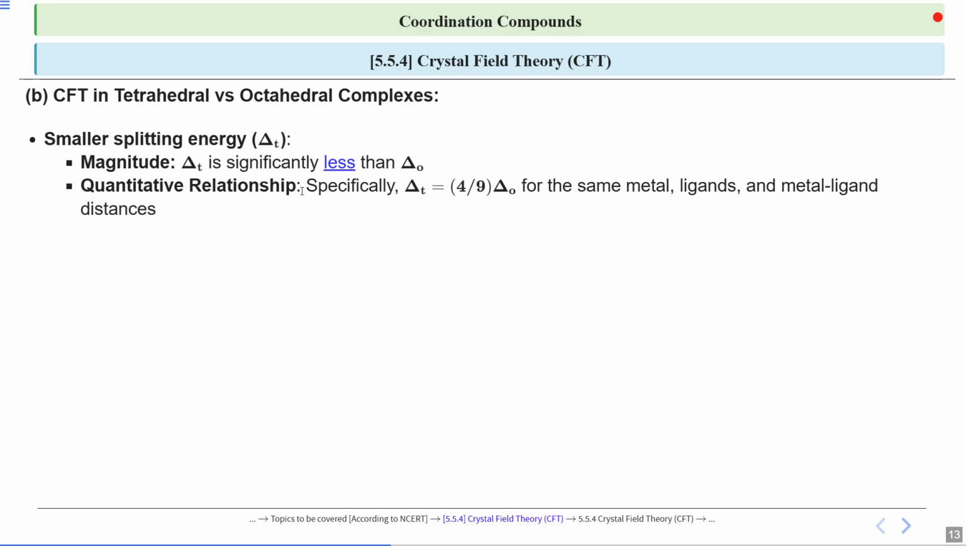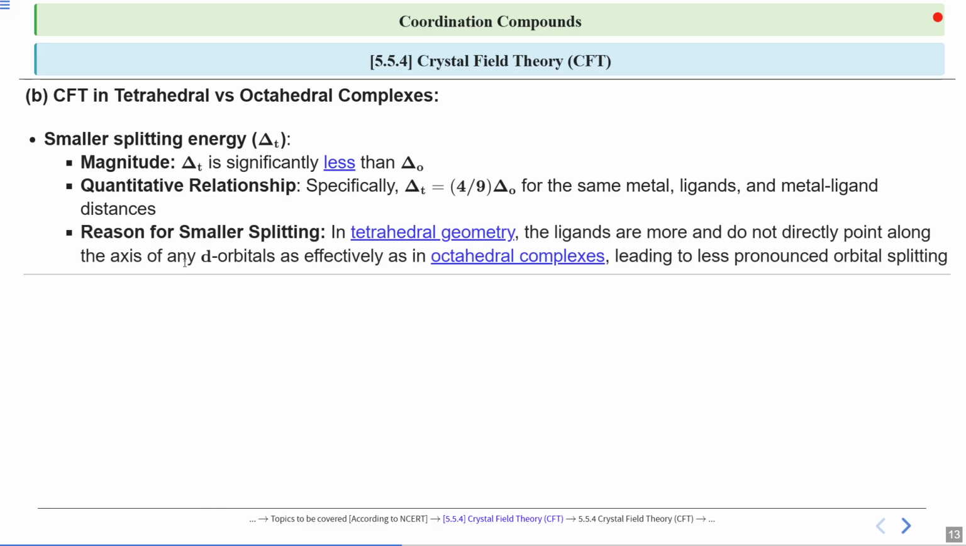Quantitative relationship. Quantitatively means if you want to give a mathematical term, or a measure through which you can measure something. Specifically, delta T is 4/9 of delta O for the same metal, ligands and metal-ligand distances. This is the relationship between delta T and delta O: delta T is 4/9 times delta O. So delta T is smaller than delta O.